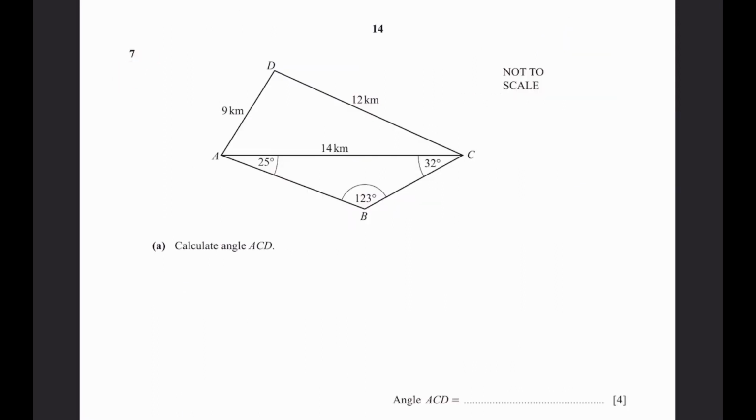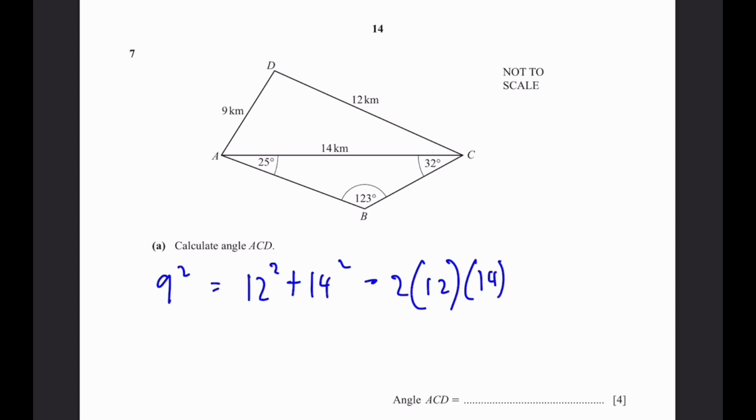Question 7. A. Calculate angle ACD. So because we have 3 sides of a triangle, we can use cosine rule, which means that we know we need to find this angle, so we take the side opposite to that angle, 9, we square it. That side squared is equal to the sum of the other 2 sides squared minus 2 into the other 2 side lengths multiplied by cos of the angle, or in this case angle ACD.